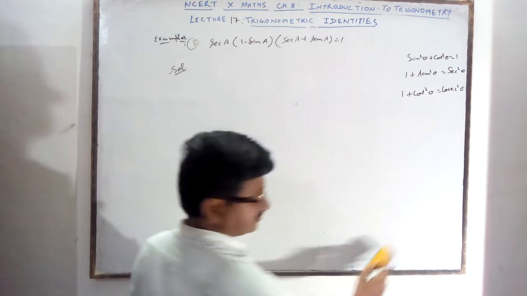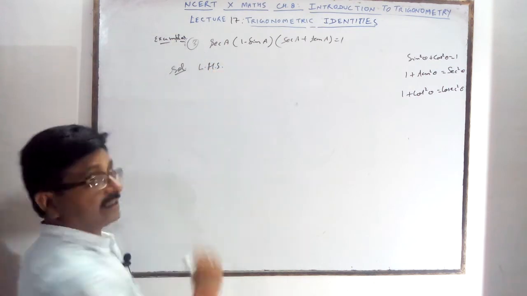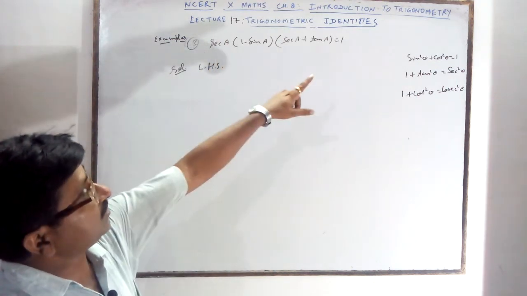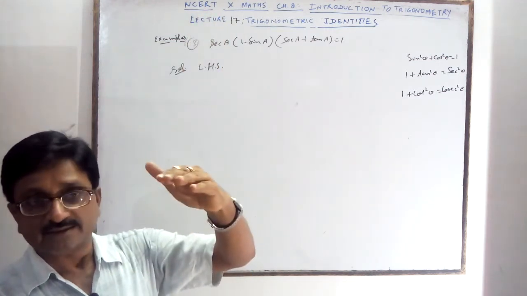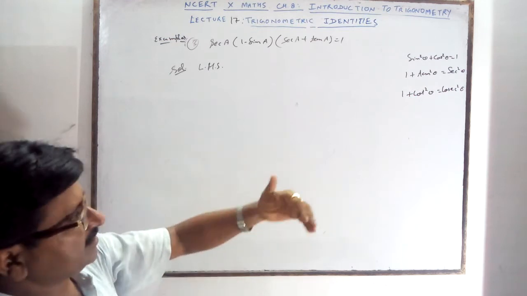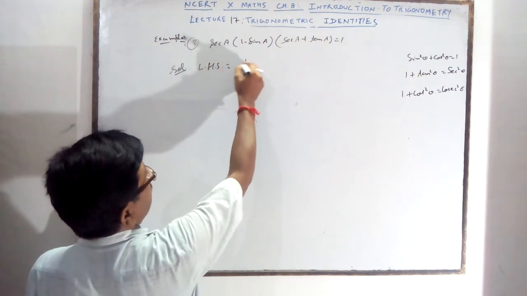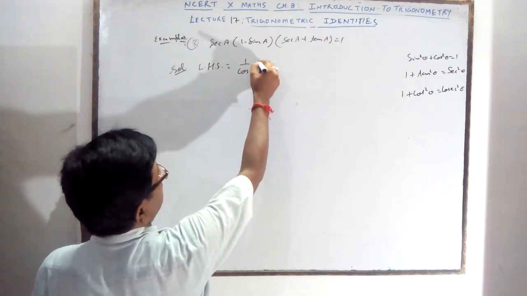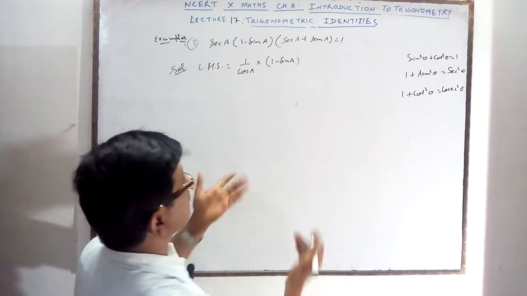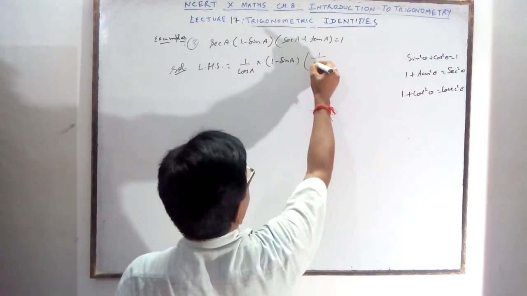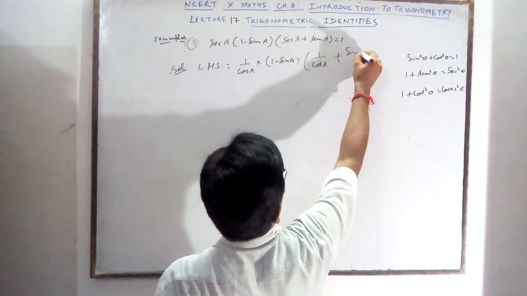LHS you write down. LHS, what will you get? What is the sec A? You want 1. So you convert everything into sine and cos, because now you are getting many formulas: sine, cos, reciprocal relation, 90 relation, identities, values, everything. So sec A will be 1 upon cos A, into 1 minus sine A. Basic identity sine cos. Try to change all in sine cos. 1 upon cos A, and tan A you can write sine A upon cos A.